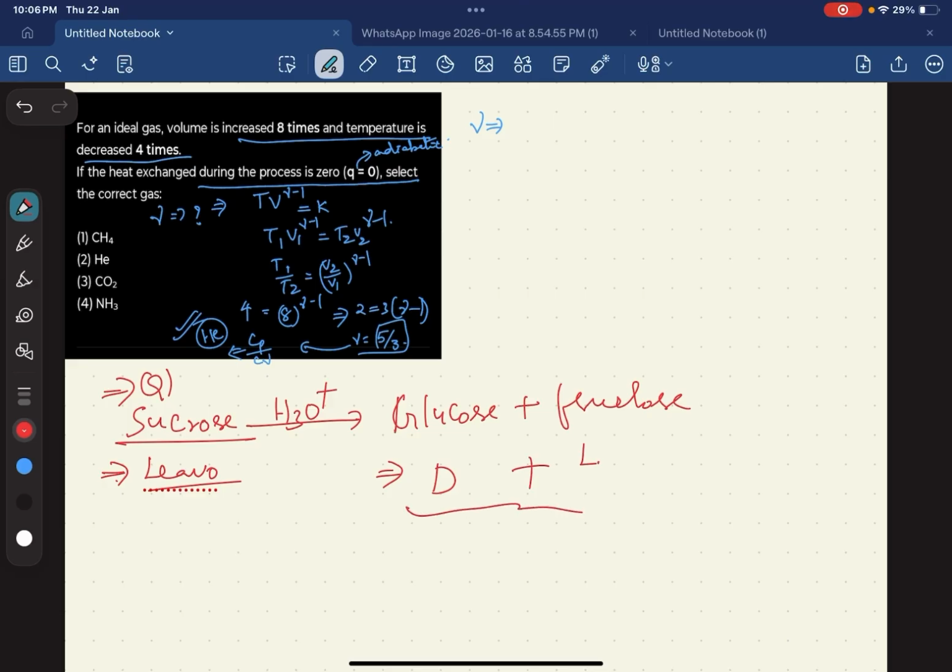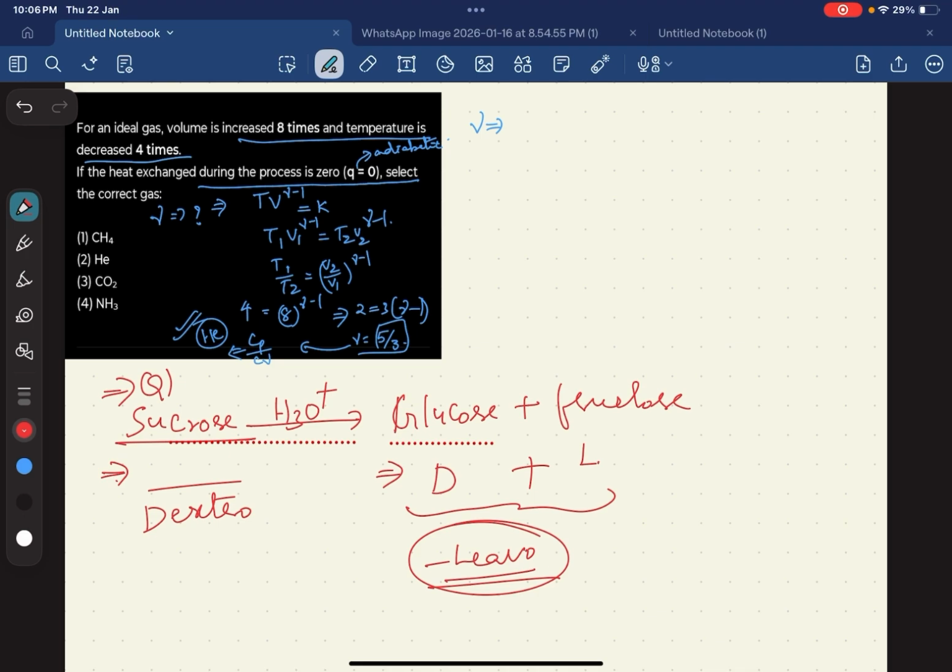The sum of these two values is still levo form. Sorry, this is not levo, this is dextro. Dextro is converted into a resultant value that is levo. So dextro converted into levo over hydrolysis. So it is called inversion of cane sugar. So that's the answer. Both statements are correct.